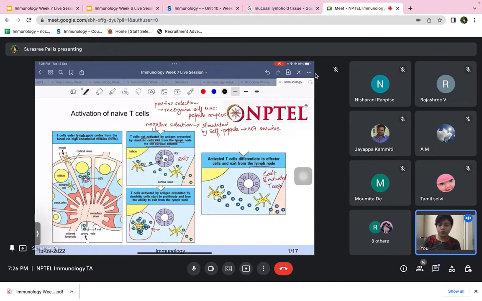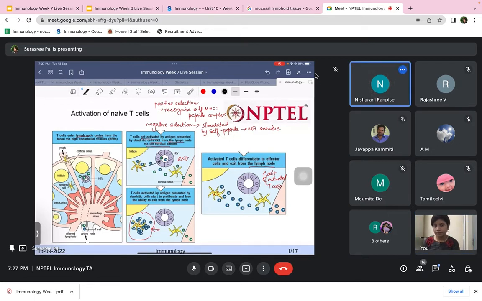But if they're activated, there is one receptor on the T cells, the sphingosine 1 phosphate receptor, which is downregulated when this activation process is taking place. Downregulated means their expression is reduced on the surface of the T cells which are being activated and differentiated, so that these T cells cannot follow this gradient of sphingosine 1 phosphate and cannot leave the lymph node. But when this differentiation process is over, this receptor is upregulated again and these differentiated and activated T cells can now leave. Are you getting my point?